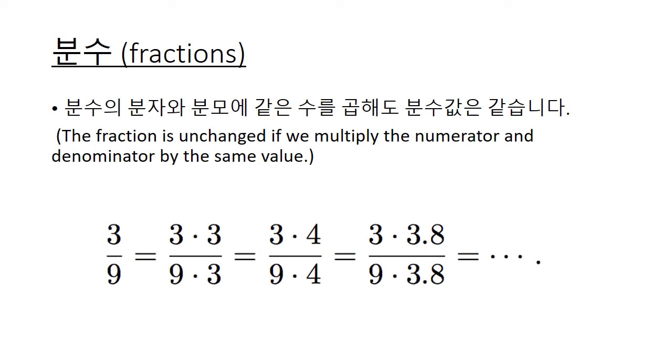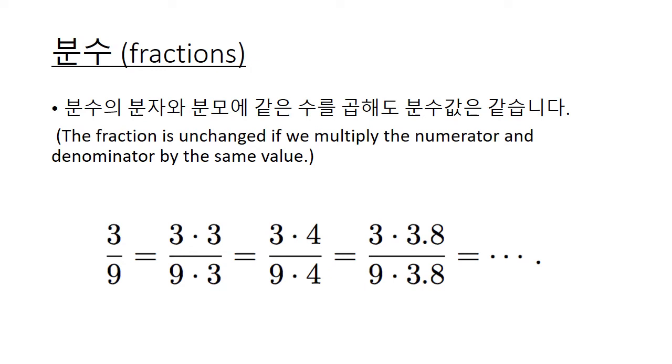분수의 분자와 분모의 같은 수를 곱해도 분수값은 같습니다. This means that a fraction's value is unchanged if we multiply the numerator and denominator by the same value. So we can see in this example that 3 over 9 has the same value as 3 over 9 times 3 over 3, 3 over 9 times 4 over 4, and 3 over 9 times 3.8 over 3.8.